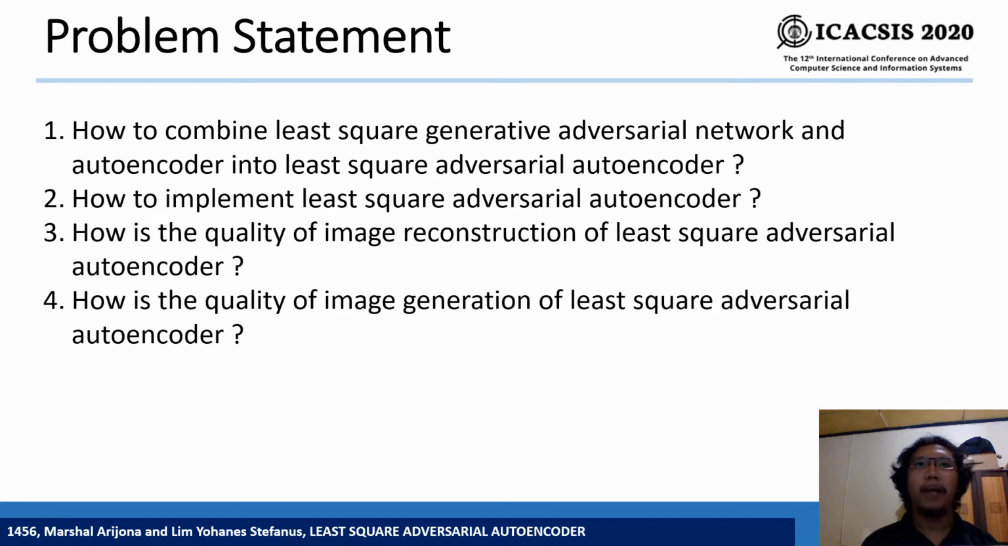The problem statements of our research are as follows. First, how to combine the least square generative adversarial network and the autoencoder into the least square adversarial autoencoder. Second, how to implement the least square adversarial autoencoder. Third, how is the quality of image reconstruction of the least square adversarial autoencoder? And the last is, how is the quality of image generation of the least square adversarial autoencoder?